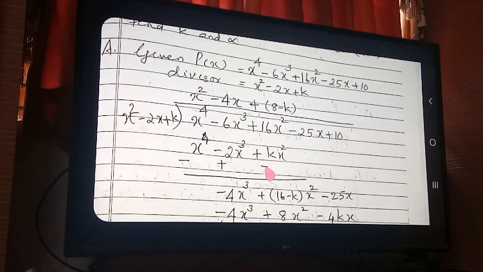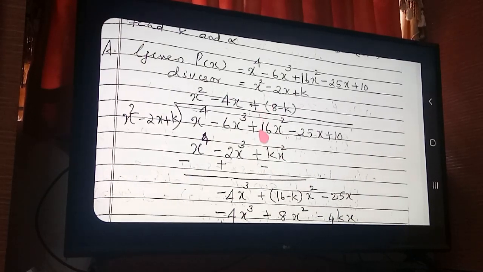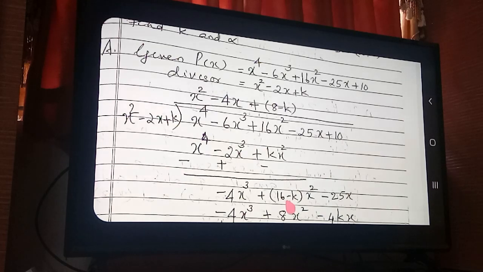Now here 16x square, here minus kx square. So 16x square minus kx square. Here x square common and 16 minus k you put in brackets. Clear? Now how many terms came? Here one term came and here the second term came. But here how many terms? 3. So here also we need one more term. So bring down the term minus 25x.